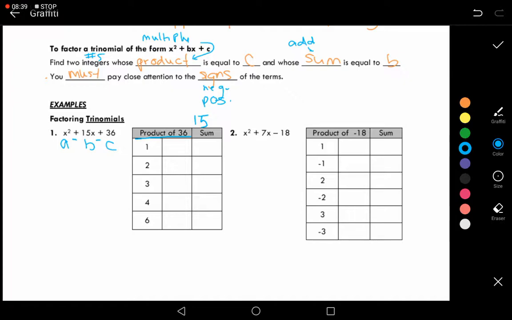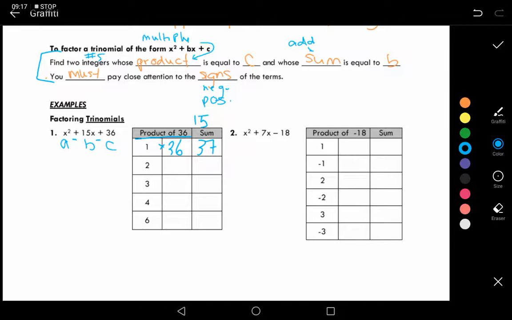Okay, so how we fill in this chart: remember product, so we need to multiply to 36. So it's saying, 1 times what gives you 36? Well, 1 times 36 gives me 36, right? And then the sum part is saying, those multiply to give you 36, but do they also add to give you 15? We add them together and we get 37. 37 is not 15, so we know right away that those are not the correct factors, because they don't satisfy those two conditions.